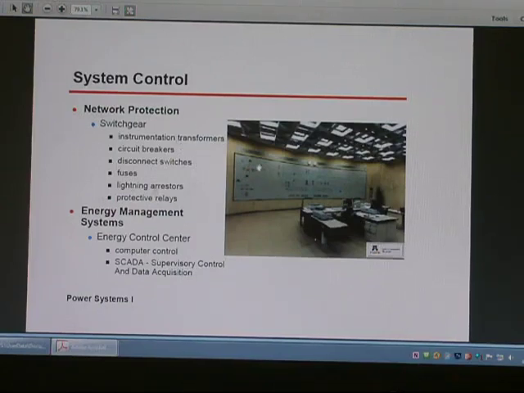In the meantime, with network protection, the controller has to manage the energy. The control system utilizes computer control, and the supervisory control and data acquisition, or SCADA, system is used to control the power flow in the network. This is the energy management system.